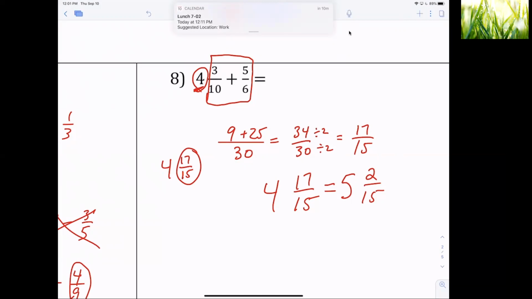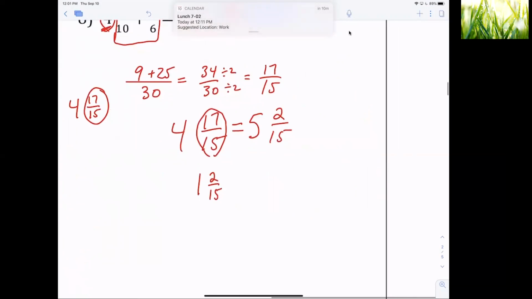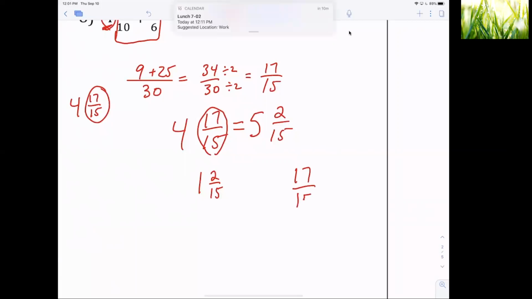Yeah. All right. So how did you get 5 and 2/15? Because if you have 17 out of 15, that simplifies to 1 and 2/15. You hear this or not? Okay, so we divide. How many times is 15 going into 17? But how many left over? That's what we got. How's that? Make sense? Promise? Yeah. All right. And now you put that 1 with the other 4. That's how you got the 5.